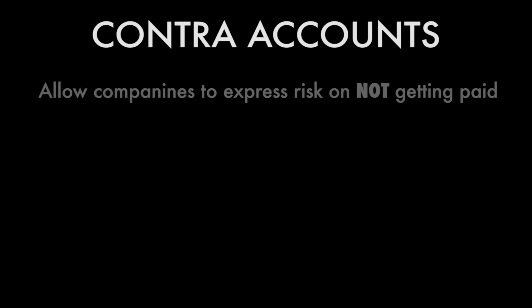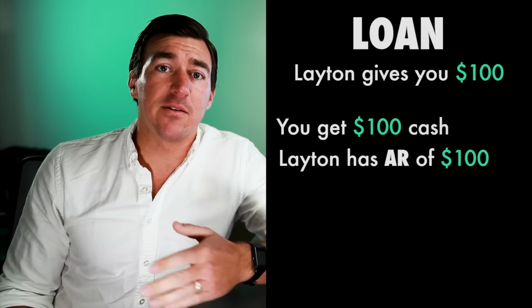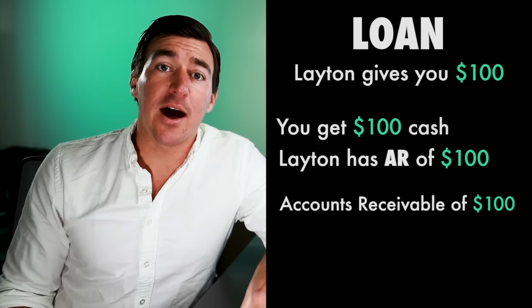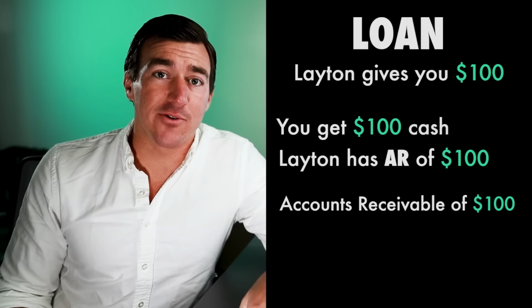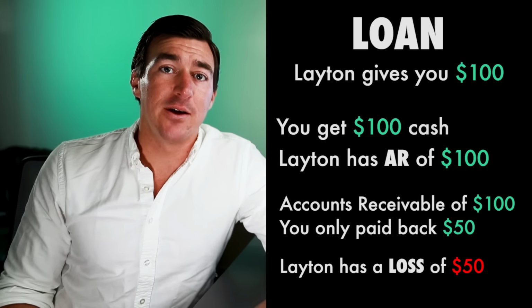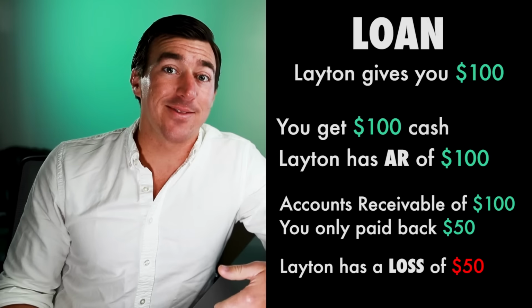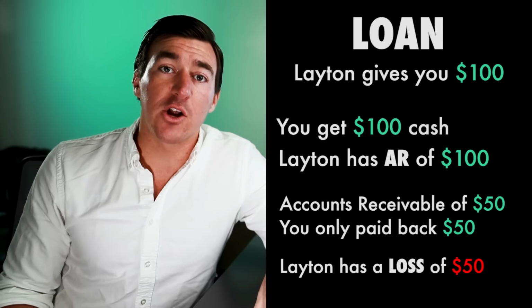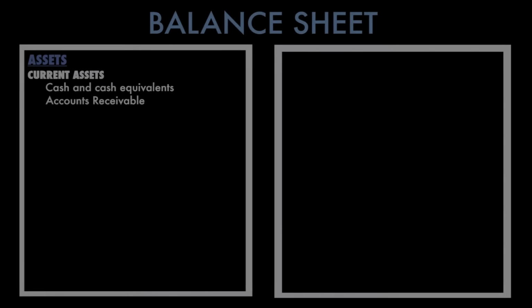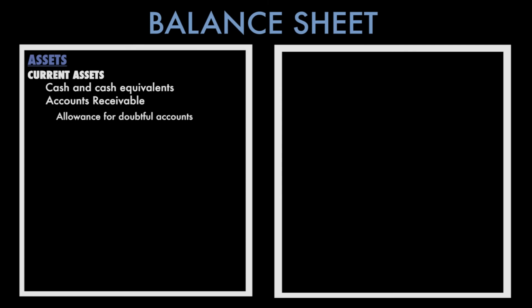You see, Contra accounts allow companies to express risk facing them on not getting paid. For example, let's say I gave you $100, and in theory, in my accounting world, I would create an accounts receivable for $100. However, let's say that the last time I gave you $100, you only gave me $50 back. Well, if I expect to get $100 back this time, that makes me kind of foolish. So what I do is I create what's called a Contra account. That Contra account is called Allowance for Doubtful Accounts, and it's underneath accounts receivable if it exists.